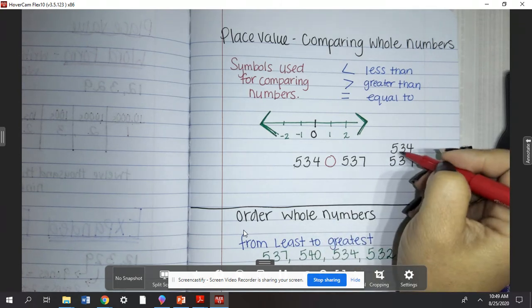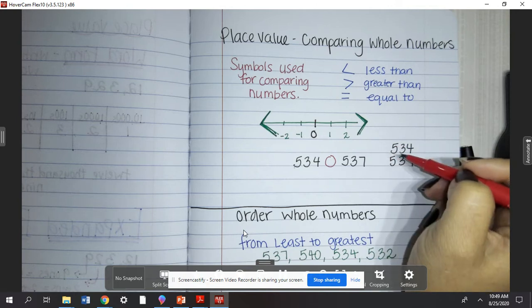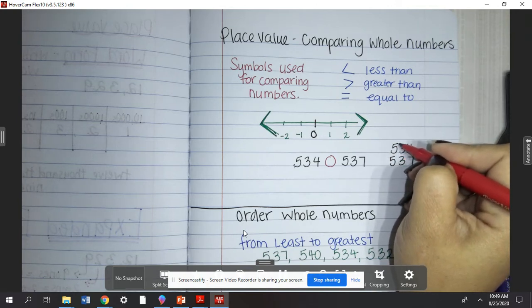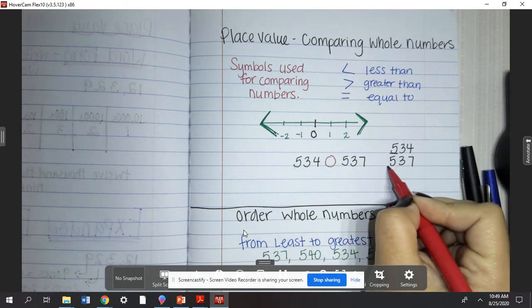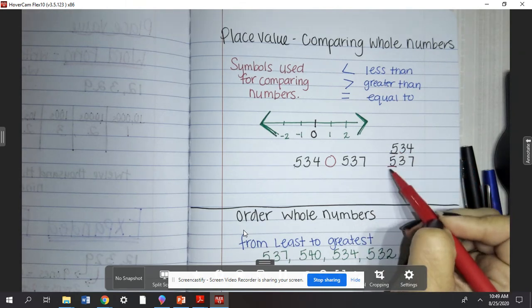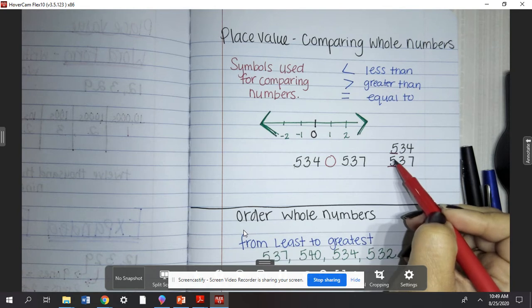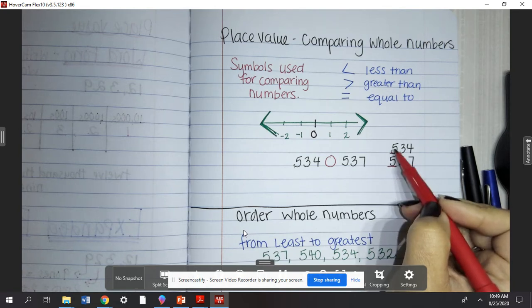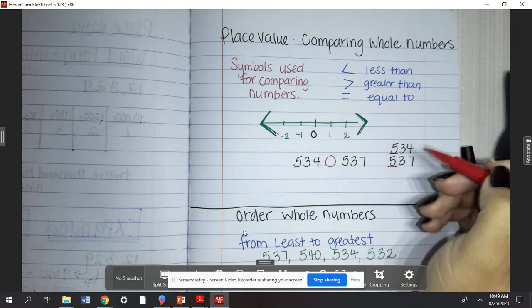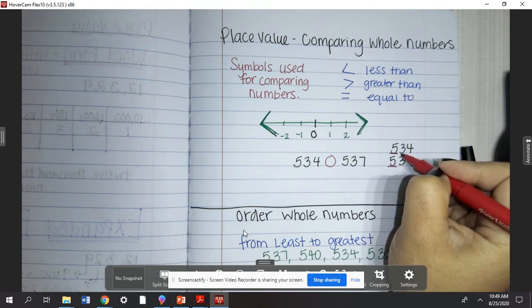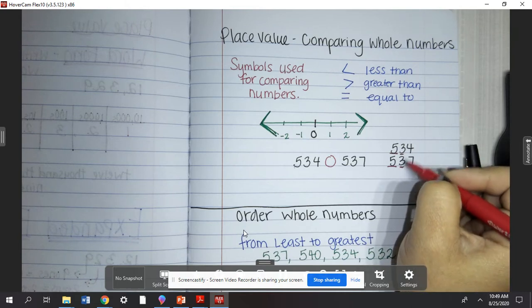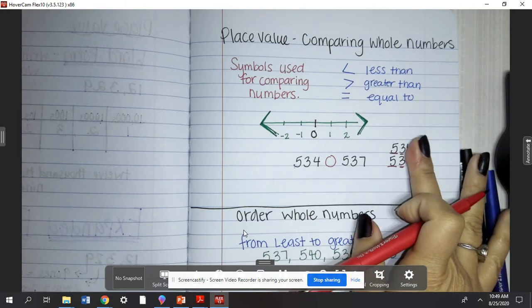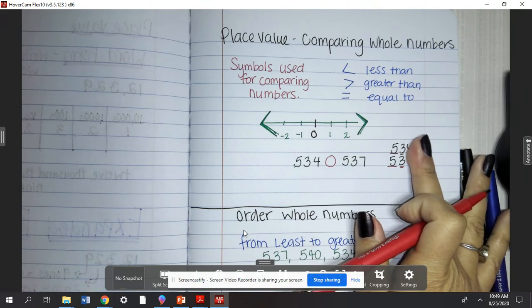So I'm going to start at the furthest place value to the left. So here, I'm looking at 5. Well, when I compare these numbers, 5 and 5 are both equal. So I can't tell really which number is larger. They're both the same. Then I'm going to look to the next place value in the tens place. Both of those numbers are also equal. So can I really compare those two numbers? I mean, I can, but they're equal.